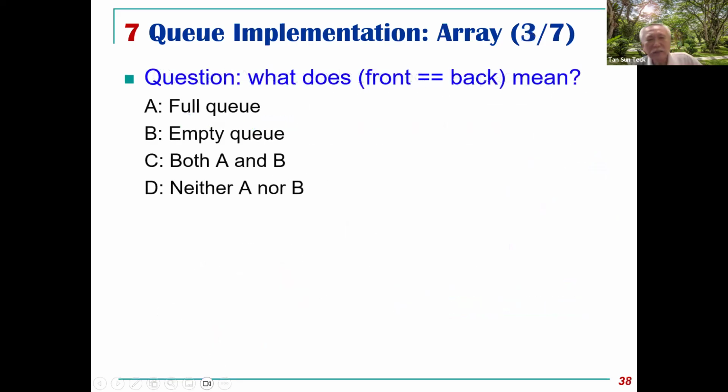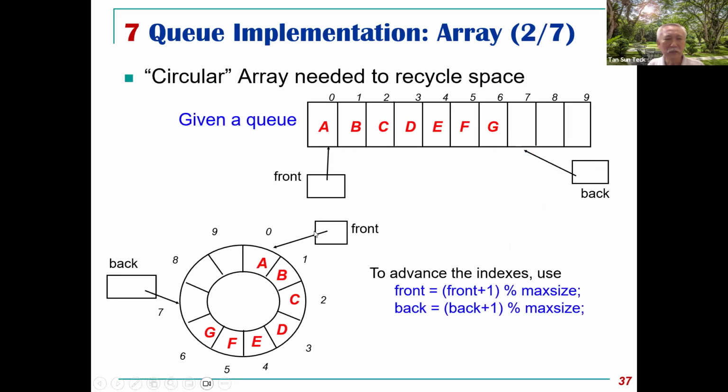Okay, but what happens when the front and back point at the same place? How does this happen? Okay, let's go back. So the idea is we can add elements G, H. So the pointer will be here. You add element I, the pointer will be here. You add element J. Now, back will be pointing to the front, right? So they are pointing together. Okay, so that is one possibility.